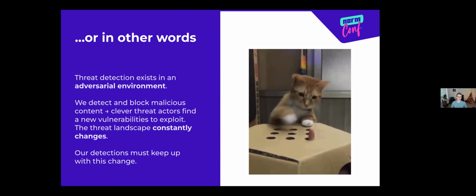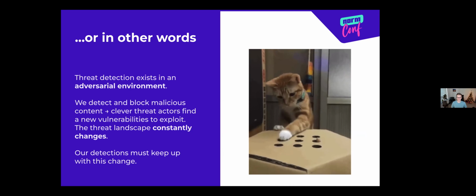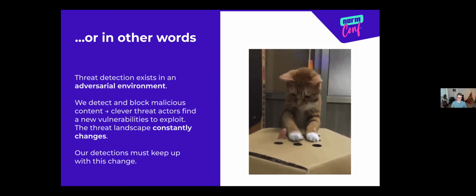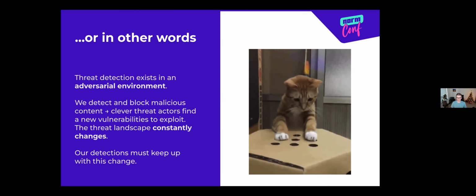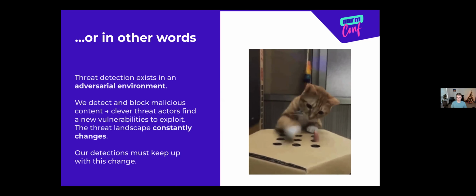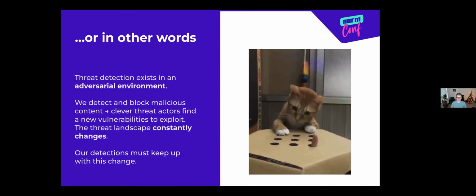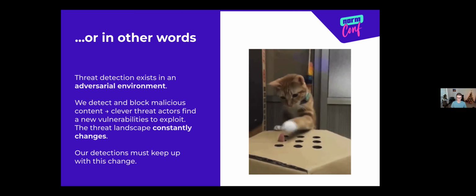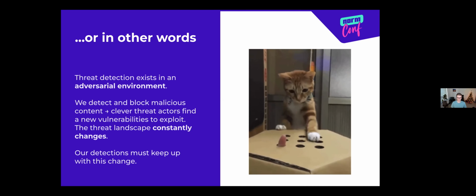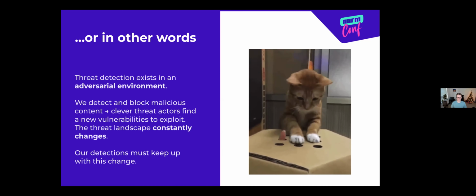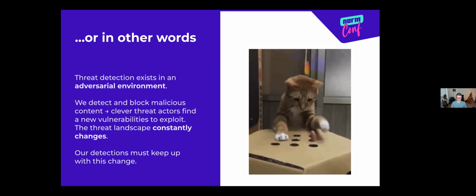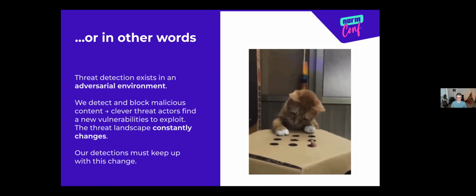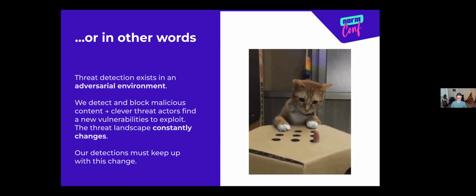Threat detection exists in an adversarial environment. As we get better at detecting and blocking malicious content, threat actors find new vulnerabilities to exploit. This means that the threat landscape is constantly changing, and we need to be able to keep up with those evolving threats. And spoiler alert, this is typically done using both rules and machine learning, since they each have their own unique advantages, which I want to touch on.